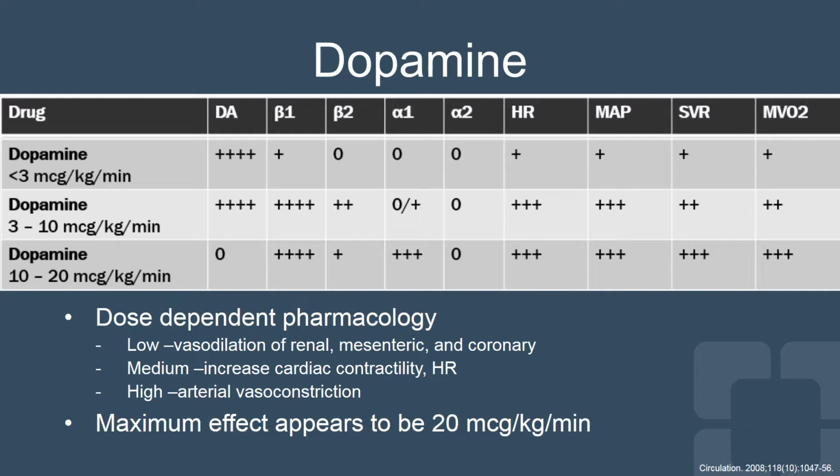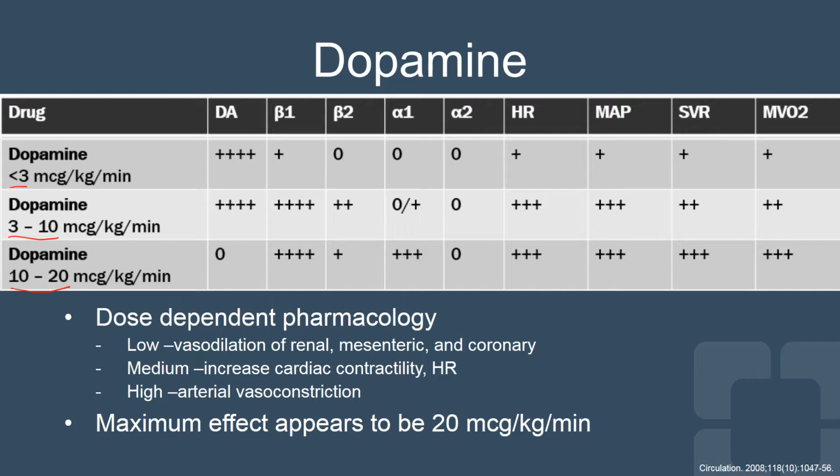Now, the next vasopressor we're talking about was dopamine. Now, dopamine is very important to discuss because of its dose-dependent pharmacology. So you'll see here in the chart we have a dopamine of less than 3 mics per kilo per minute, which is quoted as the low-dose dopamine or renal dose dopamine. We have dopamine at 3 to 10 mics per kilo per minute and dopamine at 10 to 20 mics per kilo per minute.